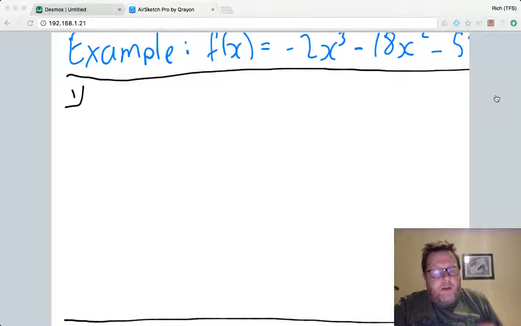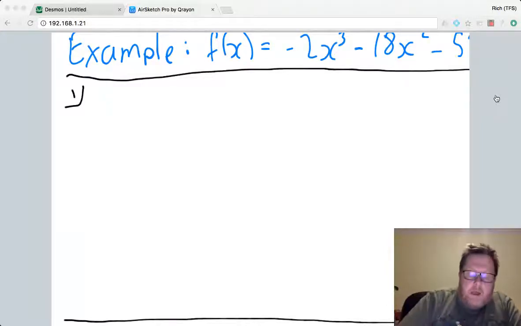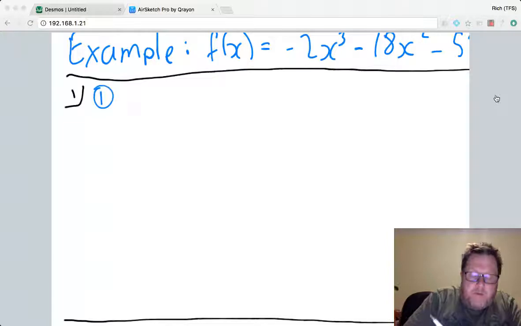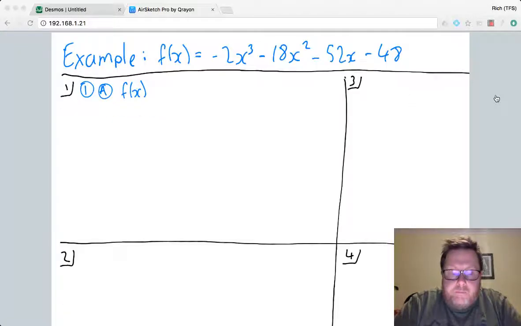And if you remember, step 1 was to do the factorization. In the factorization steps, what we had to do is find a common factor first of all, and then go from there. So this is step 1, factorization. Part A was to find a common factor. If you have a look at the equation, we have a negative 2 here, negative 18 here, negative 52, and a negative 48. So there's definitely a common factor of 2 here. And I can see that taking out the negative as well is going to be helpful.